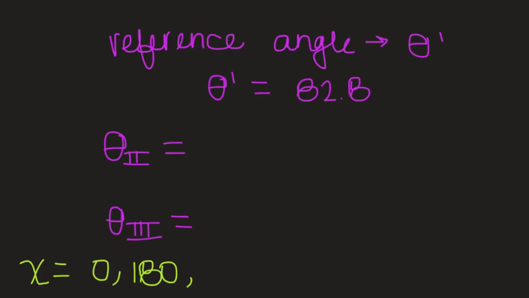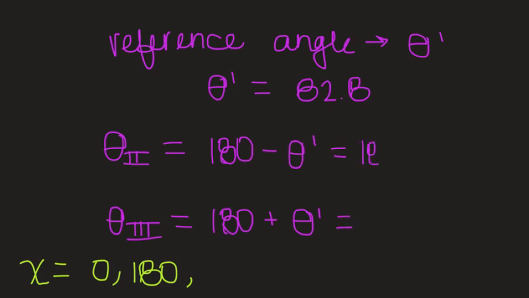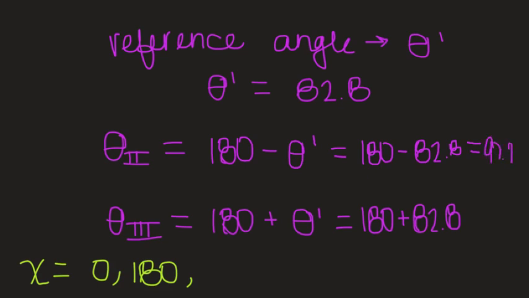So let's remember what we need to do here. In quadrant 2, you're going to take your 180 degrees and subtract your reference angle. For quadrant 3, we're going to take 180 degrees and add our reference angle. So we're going to have 180 minus 82.8, and then also 180 plus 82.8. The two values that we get here are 97.2 and also 262.8.